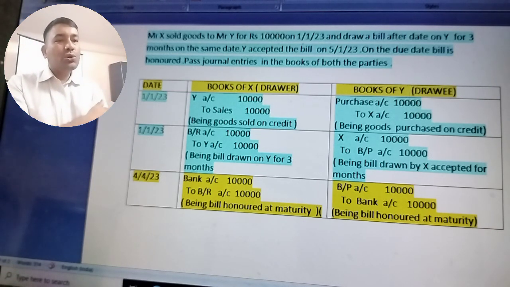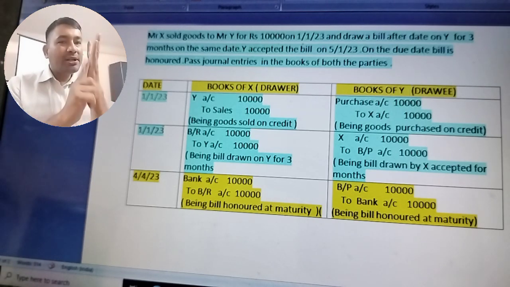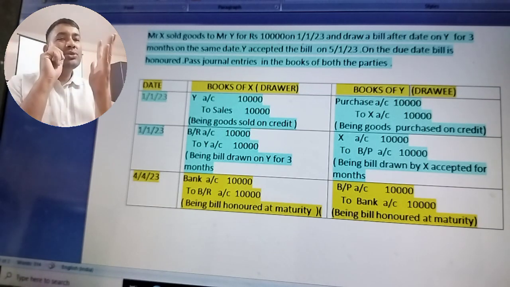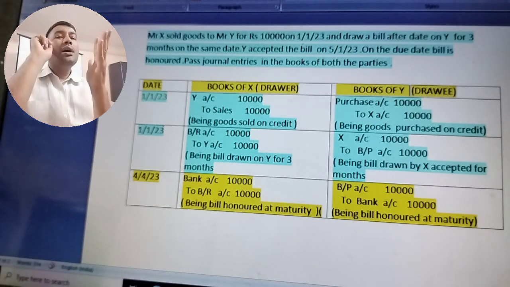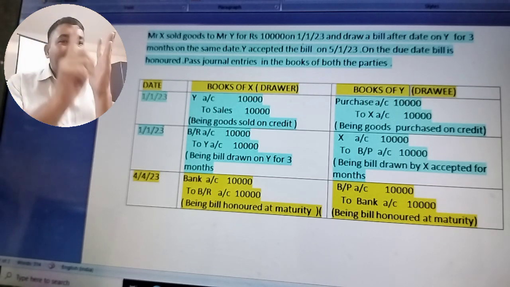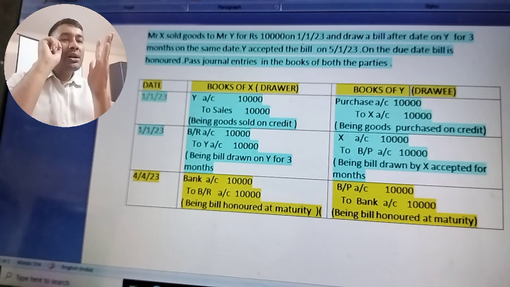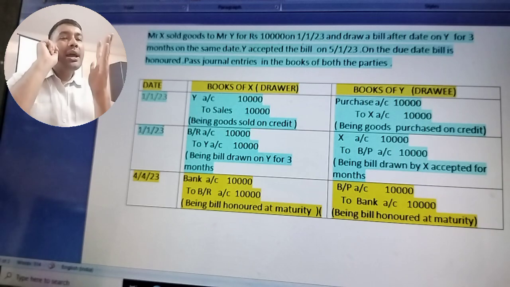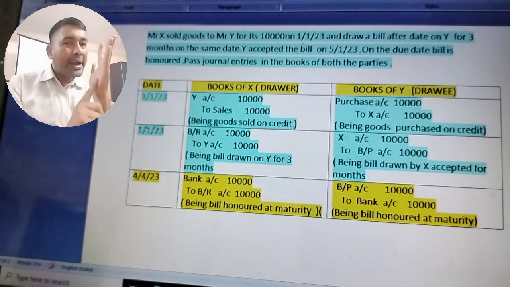Okay, so in the books of the drawee, the first entry is purchase to creditors. You have to write the name of the creditor, that is X. Then he has to accept the bill, creditor to bills payable. So here, X to bills payable. When he honored the bill, then the entry will be bills payable to bank account.